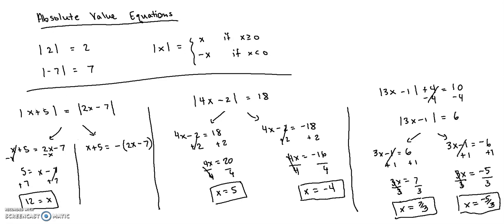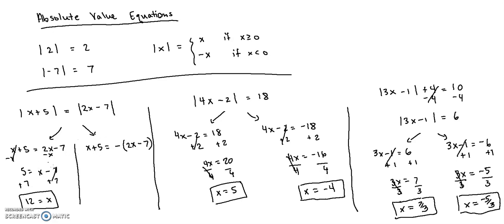12 and 5 is 17. 24 minus 7 is also, wait, 17. 24, yeah, 24 minus 7 would also be 17. Sorry, a little bit of a brain flub there. So that one also checks.